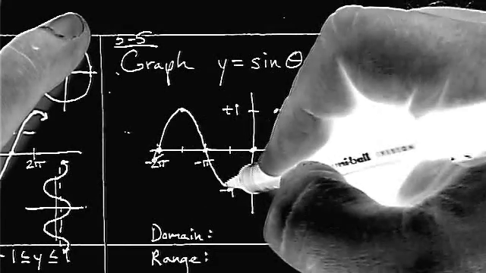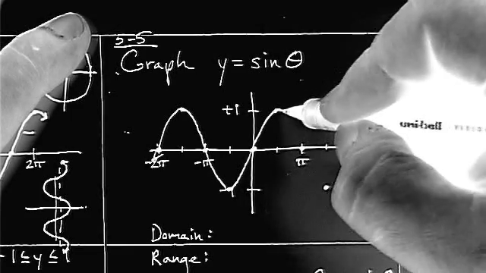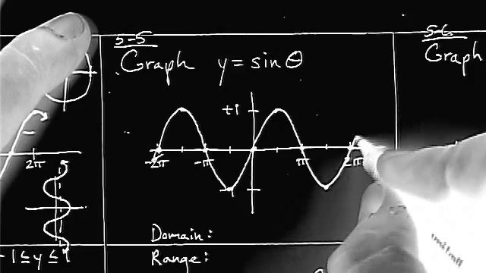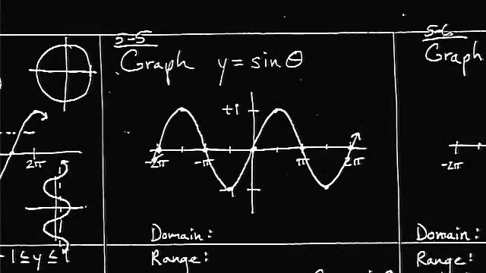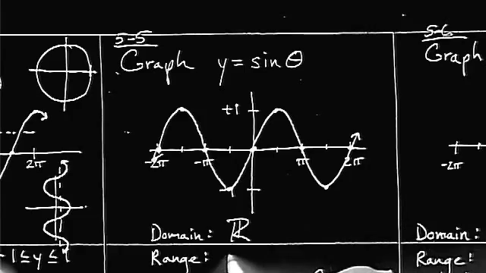Still a period of 2 pi, amplitude 1, just like we talked about. HK is on the center line on the way up as you move from left to right. Okay? So, domain, all reals, yep. Range from -1 to 1.